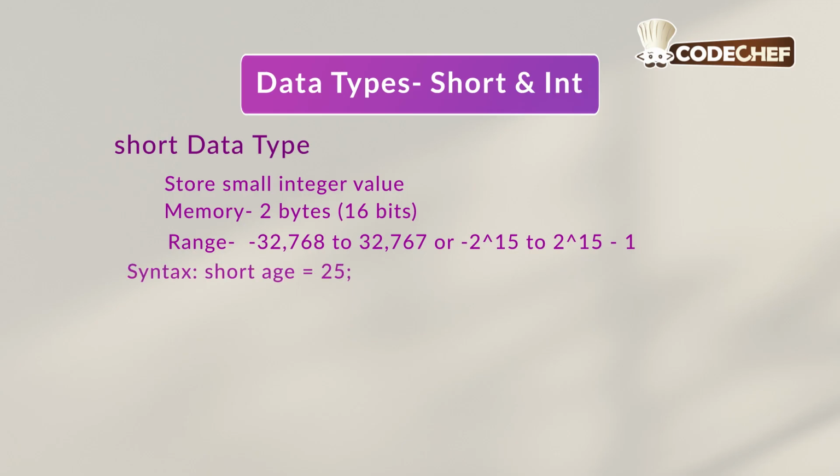What is the syntax? Short age is equal to 25 semicolon, where short is the data type, age is the variable name, then the assignment operator, and the value is 25 semicolon.